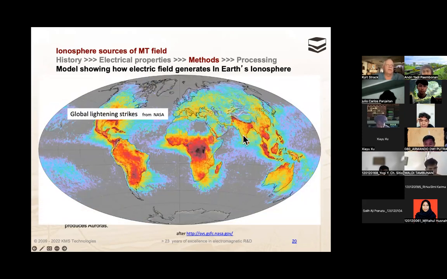For higher frequencies, we have lightning as source of the electromagnetic field, and the lightning is distributed around the equator, and you can see here a lot of lightning. You can also see for Indonesia, right here, you have a lot of lightning activities. So these are frequencies up to 20 kilohertz.